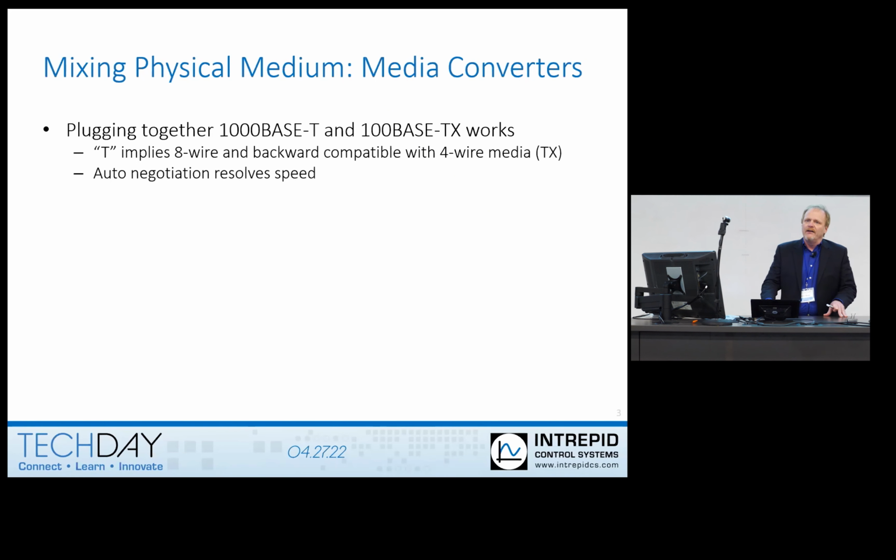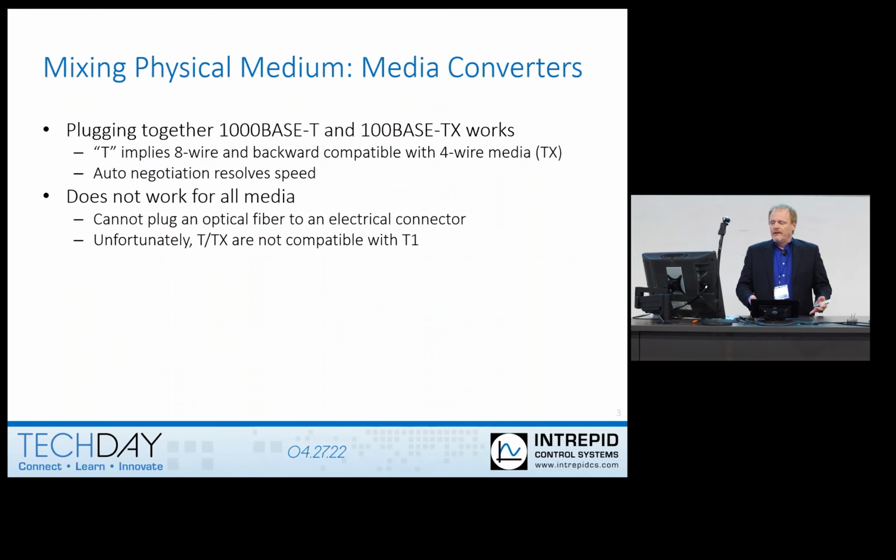As it turns out, you can do this for gigabit and 100 megabit Ethernet networks at home because they were designed to be backward compatible. You can plug an 8-wire 1000BASE-T PHY into a 100 megabit 100BASE-TX PHY, and they'll auto negotiate down to 100 megabits. But that doesn't work for every technology. For example, it's not going to work from fiber optic to an electrical connector. You can't plug an optical fiber into an electrical socket.